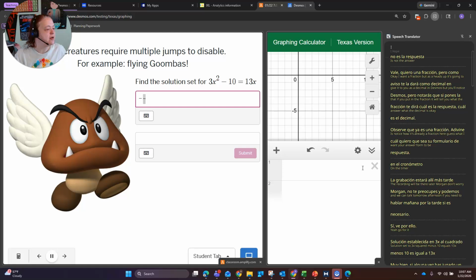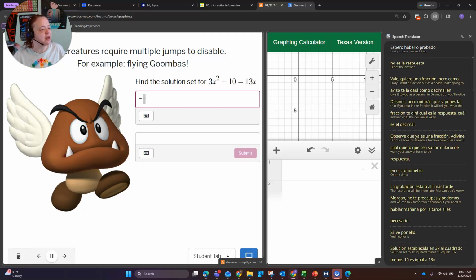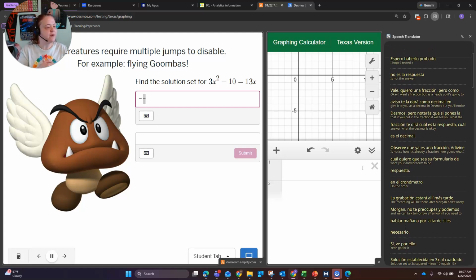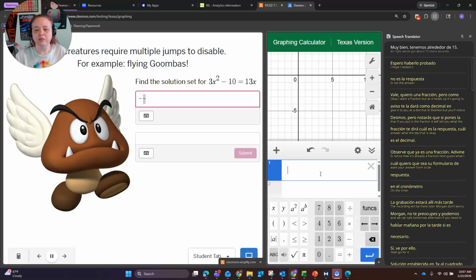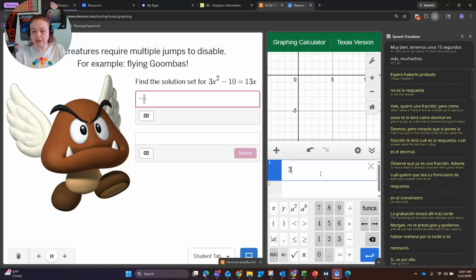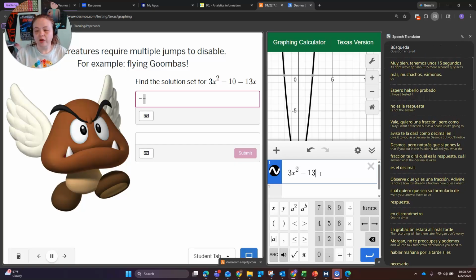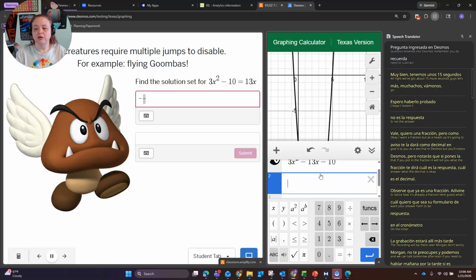All right, we've got about 15 more seconds, guys. Let's go. If you haven't gotten the question entered into Desmos, remember you do need to subtract the 13x from both sides before you can do anything else with it in the Desmos that we are using.